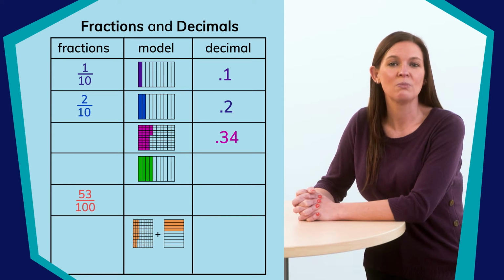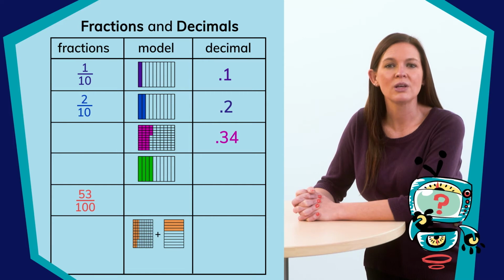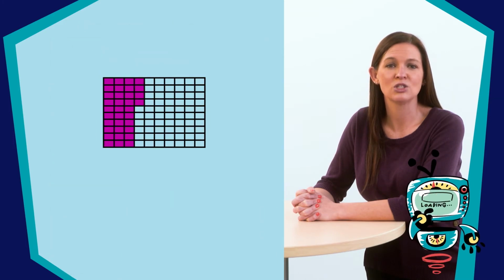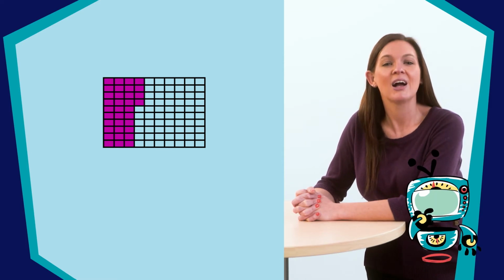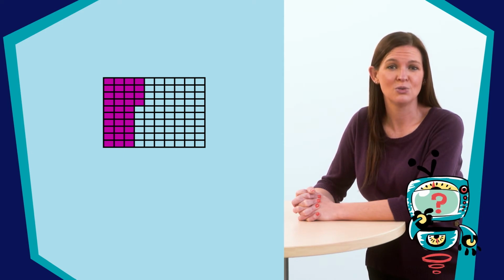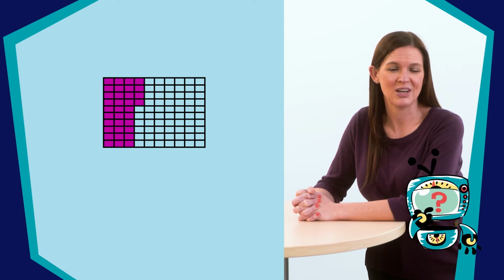In the next row, the model and the decimal are there. Let's think about the fraction. Looking at the model, I see a whole divided into 100 equal pieces. Wow, that's different. Look how small those pieces are. A column is equal to 10 equal pieces, and there are 3 full columns. And then let's count. 1, 2, 3, 4 additional pieces are shaded.